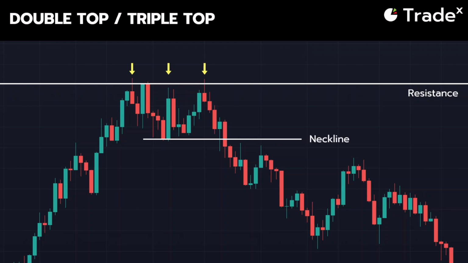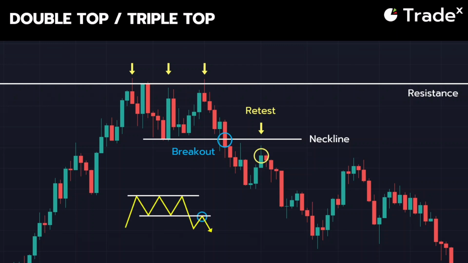We have 2 scenarios for entering the position. The first is to enter right after the price breaks below the neckline. The second is to wait for a pullback and retest of the broken neckline before entering. The retest can provide additional confirmation of the trend reversal.